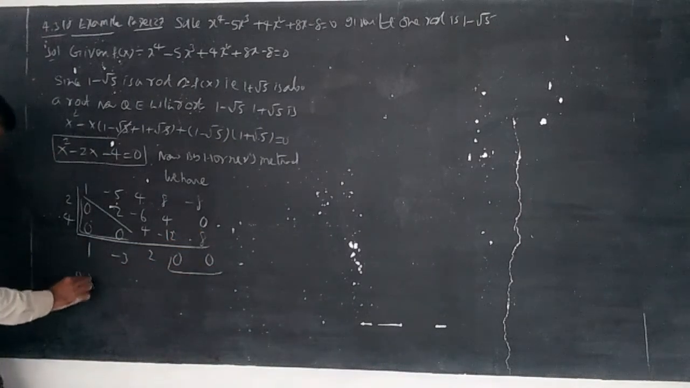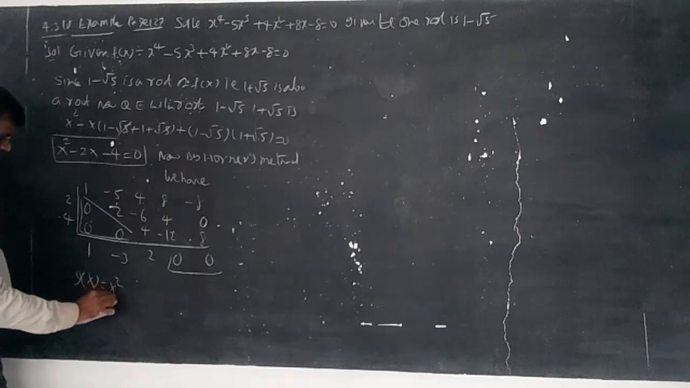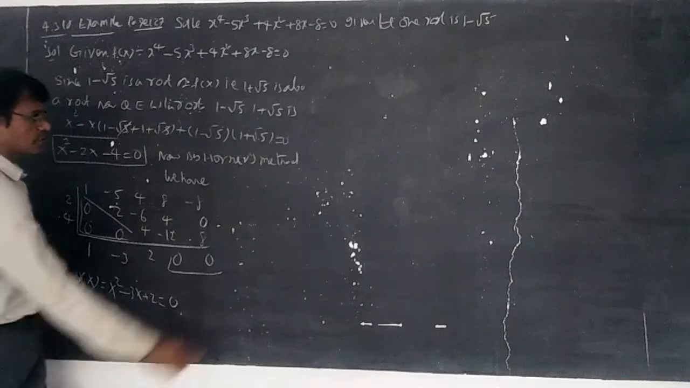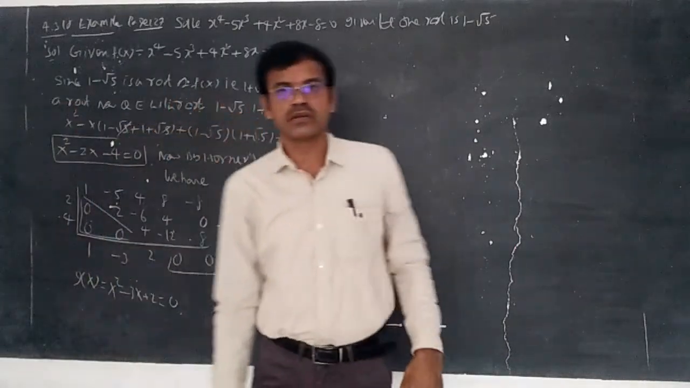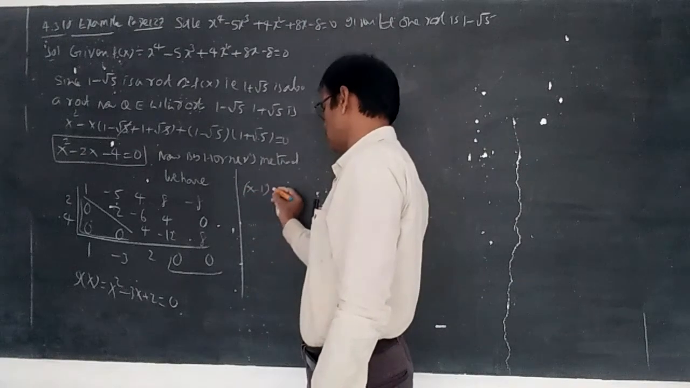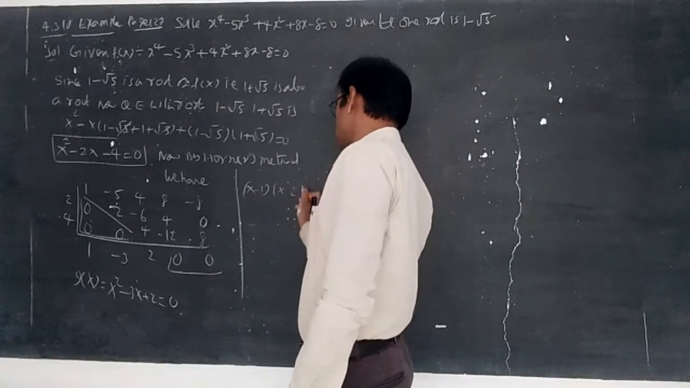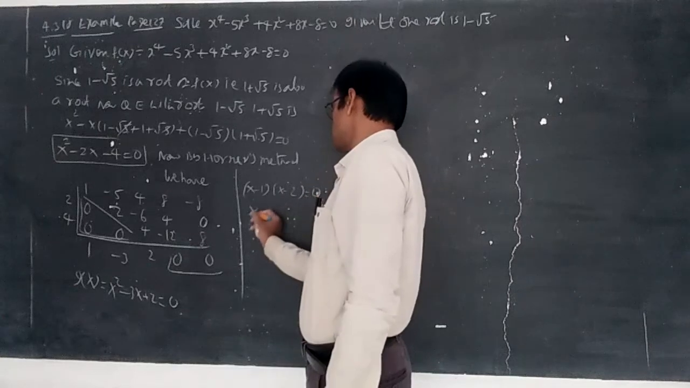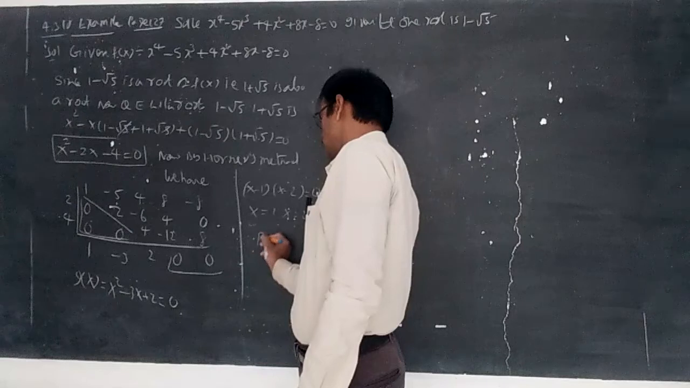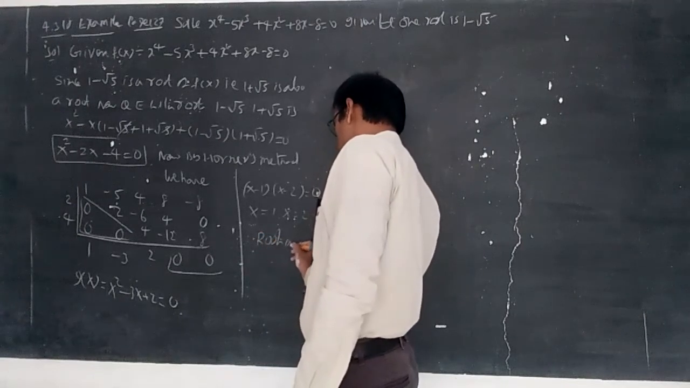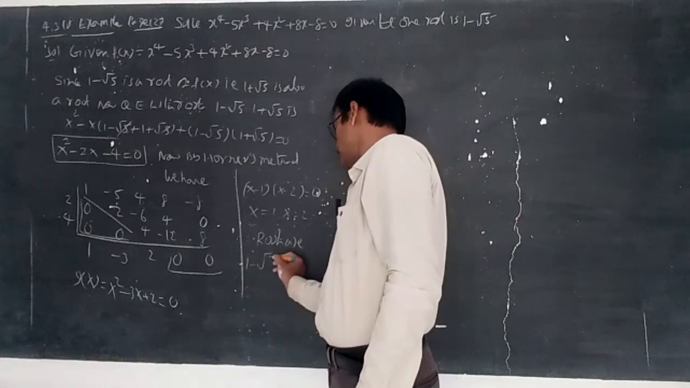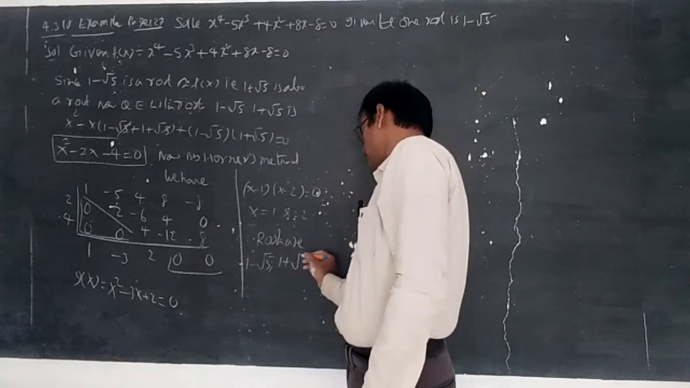Now you can write g of x. G of x is x square minus 3x plus 2 equal to 0. Now we can understand we got the remaining roots. X square minus 3x plus 2, you can write as x minus 1 into x minus 2 is equal to 0. Therefore x is equal to 1, x is equal to 2. Therefore the roots are 1 minus root 5, 1 plus root 5, 1, 2.